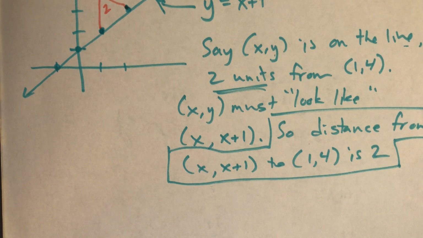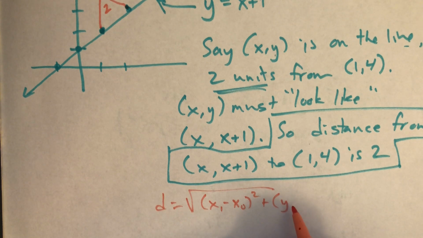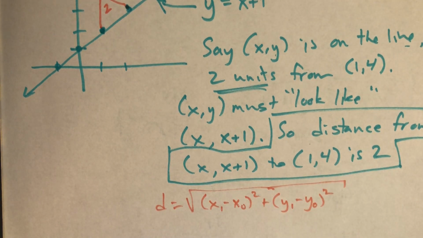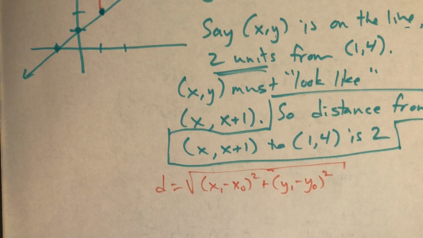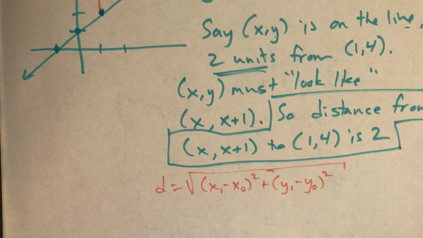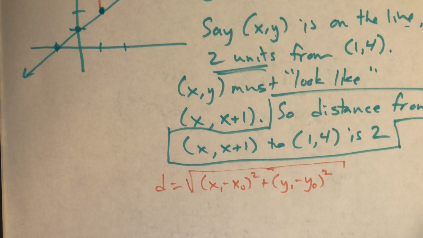So maybe we can remind ourselves what the distance formula was, right? Distance was x sub 1 minus x sub 0, and the difference in the y values. So we just have to assign subscripts to these. It doesn't exactly matter which one you call x sub 0, y sub 0, which one you call x sub 1, y sub 1. It doesn't matter as long as you're consistent with your ordered pairs.